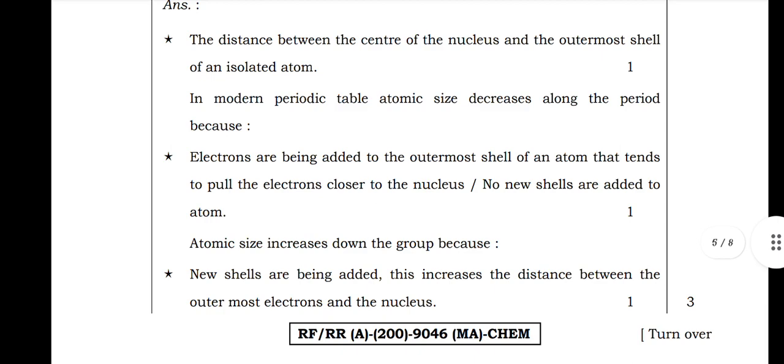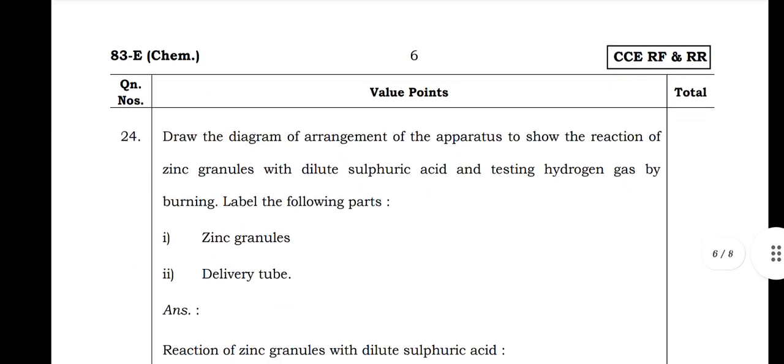That is 1 mark. Next, in the modern periodic table, atomic size decreases along a period because electrons are being added to the same outermost shell of an atom, and the nuclear charge tends to pull the electrons closer to the nucleus. No new shells are added to the atom. Atomic size increases down the group because new shells are being added. This increases the distance between the outermost electrons and the nucleus. So that's why the atomic size increases down the group.